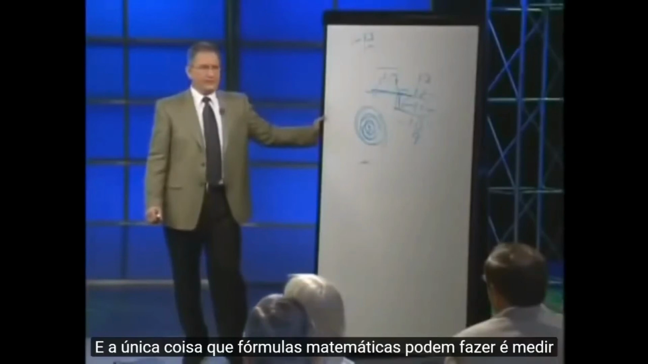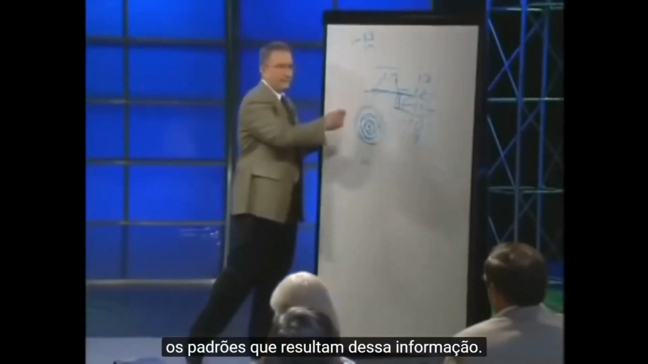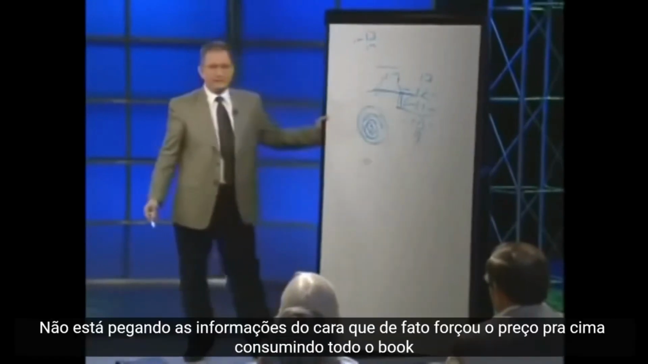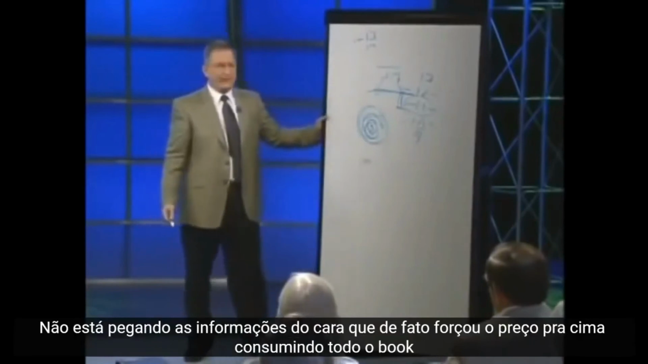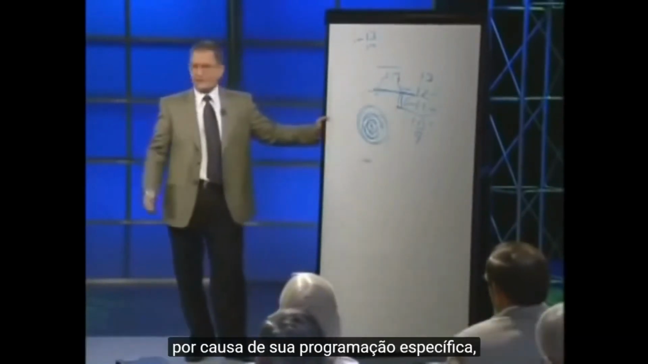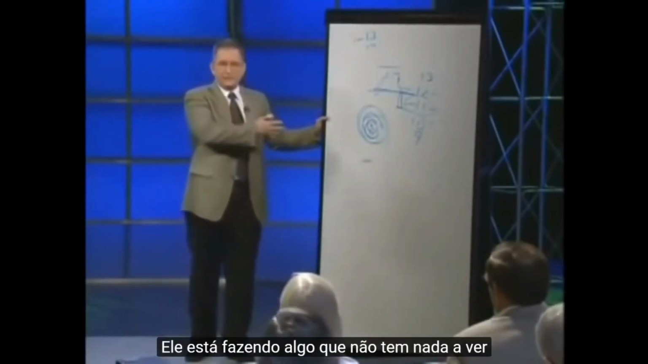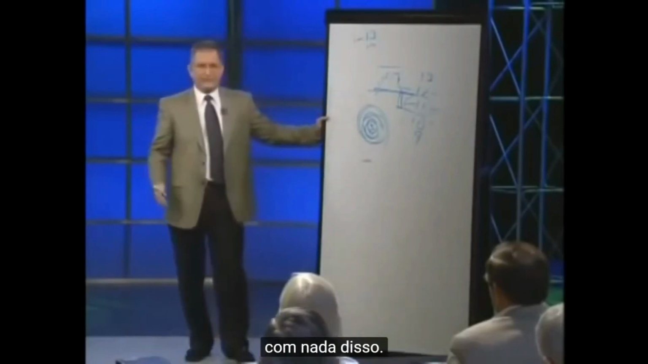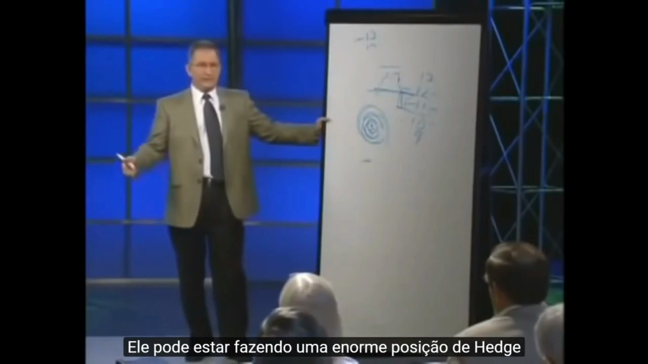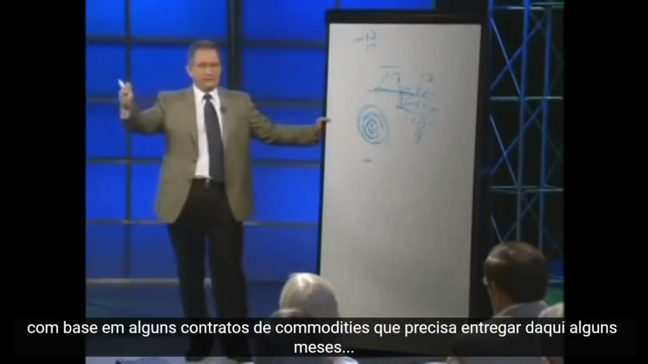And the only thing that mathematical formulas can do is measure the patterns that result from that information. It isn't getting the information of the guy who bid the market up by taking out all the offers because he's got some specific agenda about where he wants to see prices go, because he's doing something that has nothing to do with your technical methodology or anybody else's. He might be putting on a huge hedge position based on some contract that he has to deliver something 3 months from now.